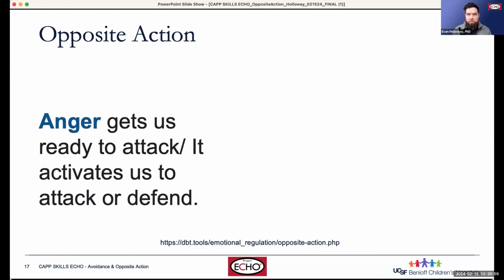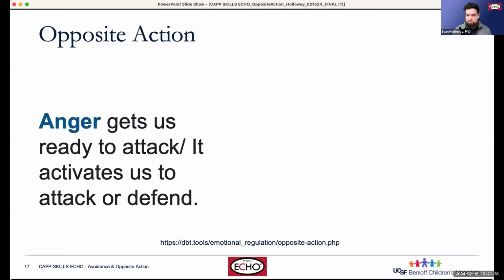Okay, so I'm gonna count on y'all for some participation again. So we're going to go through some examples of how opposite action can work. You might be able to think of a time that you got angry, or kids that you've worked with, right? And anger is an emotion that gets us ready to attack, right? And it activates us to either fight back or to defend ourselves.